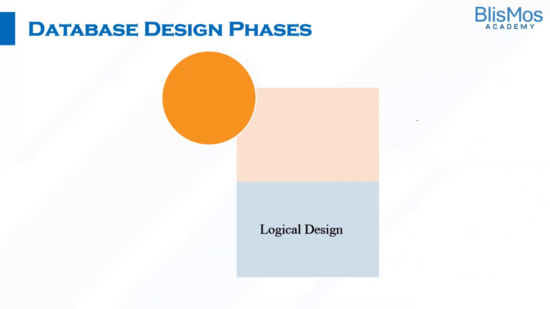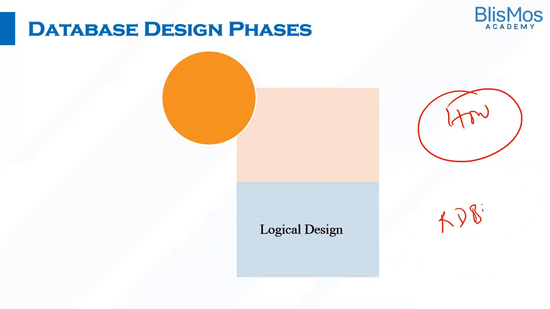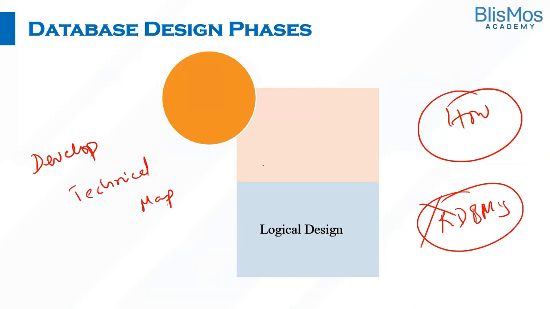Coming to the logical design. In a logical data model, our focus is how the system is built, immaterial of which RDBMS we are going to use. We are not worried about which RDBMS we are going to use here. The main purpose of a logical model is to develop the technical map of rules and also data structures.